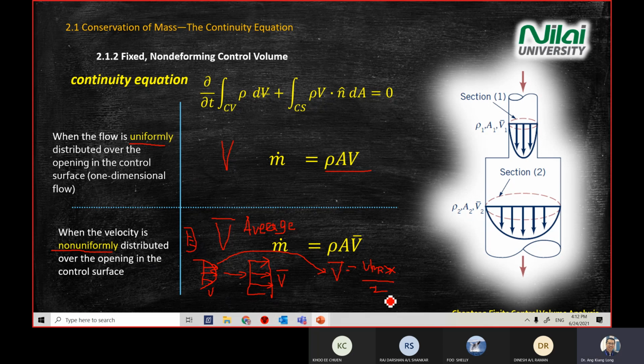divided by 2. Okay, so this slide is just to show you what happened. You have a non-uniform condition compared to the uniform condition.